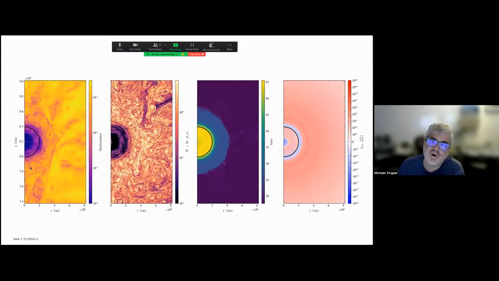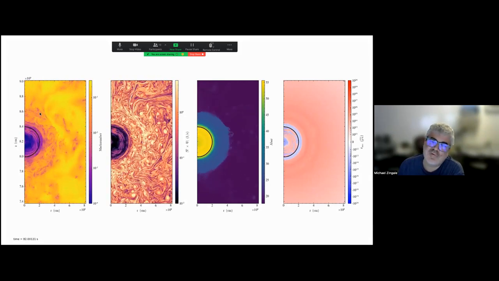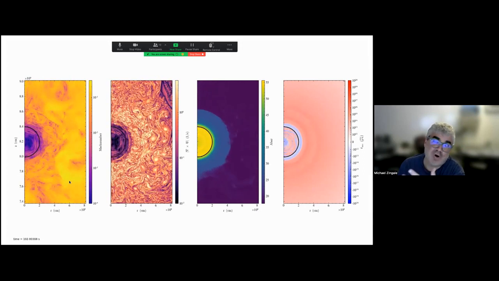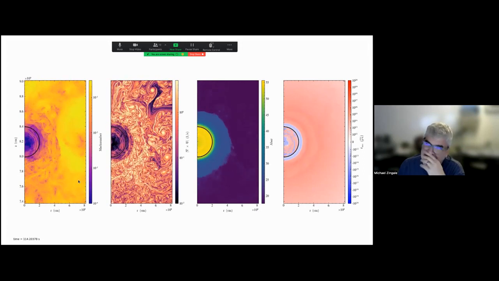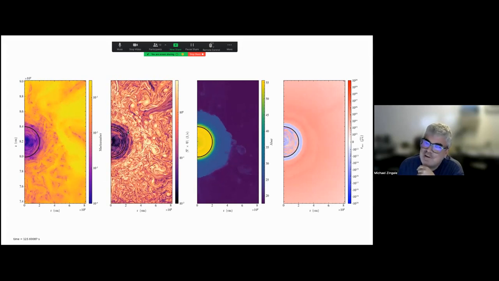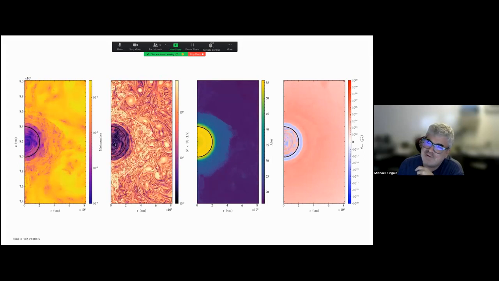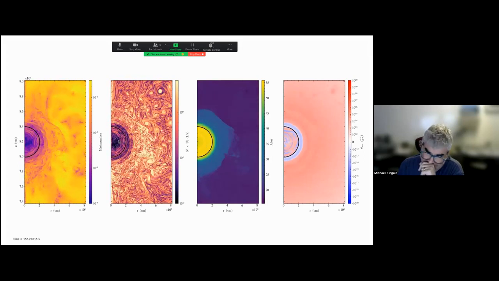Here's the core, iron core. Here's the silicon burning shell outside of it. Here's the oxygen burning shell, at least part of it. The domain extends quite a bit further. The electron fraction, I don't have it here, but this is the mean molecular weight. The electron fraction is evolving in the core.